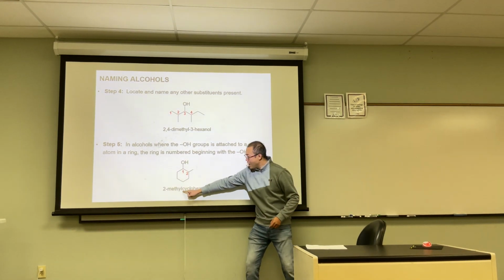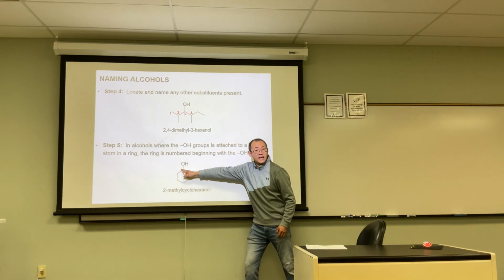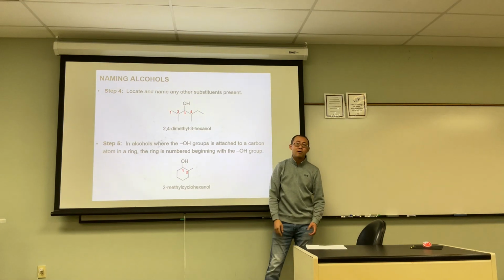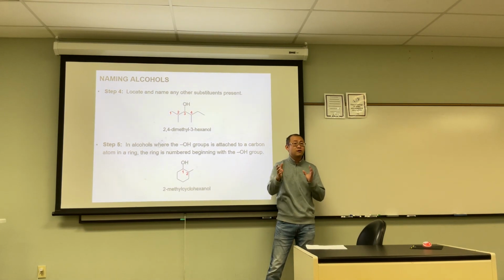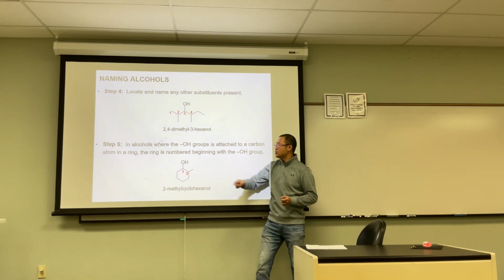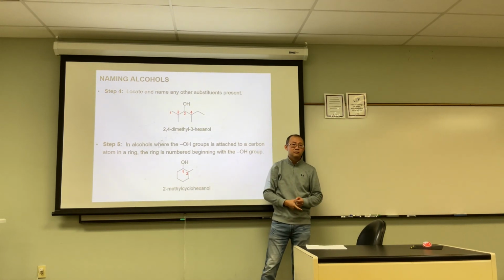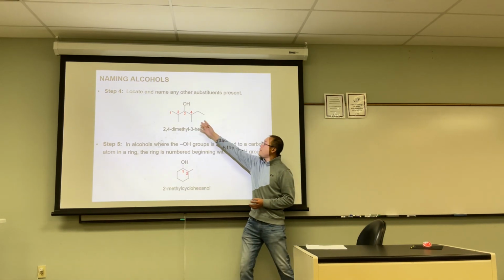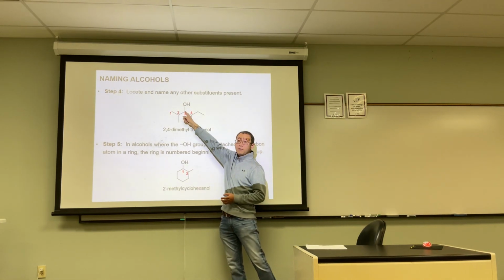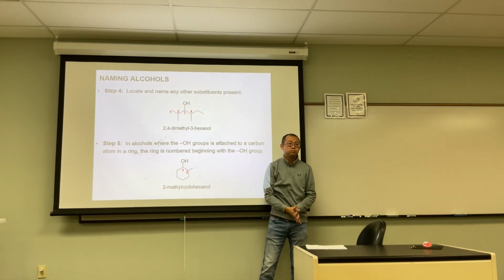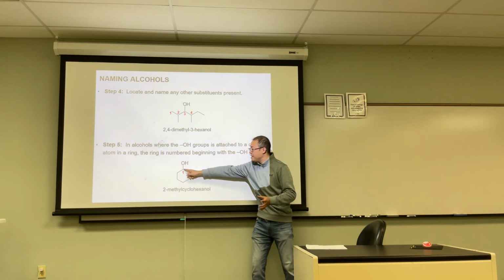See, there's no 1 in front of it. Why? Because again, this number is what? Number 1. Automatic number 1. Everybody knows it, so you don't have to tell. There's no confusion here, because it's a ring. The ring starts with this carbon. See the difference? If there is a possibility of different locations of the OH, you have to tell a number. But there's no ambiguity. This carbon is definitely number 1.